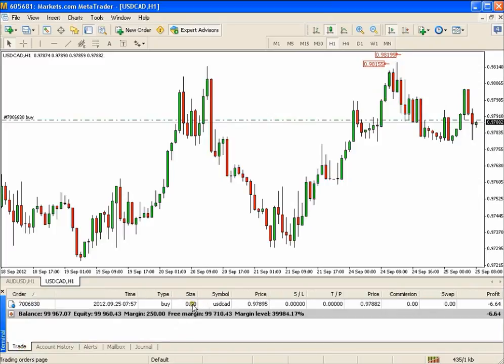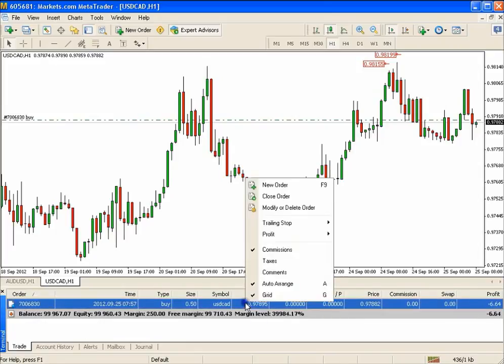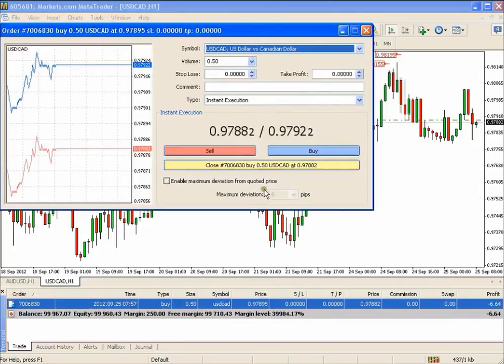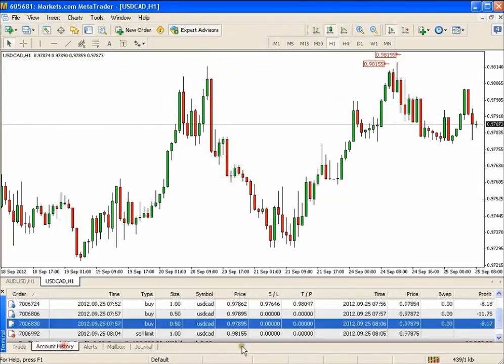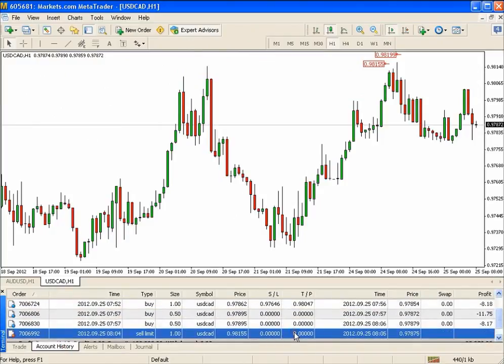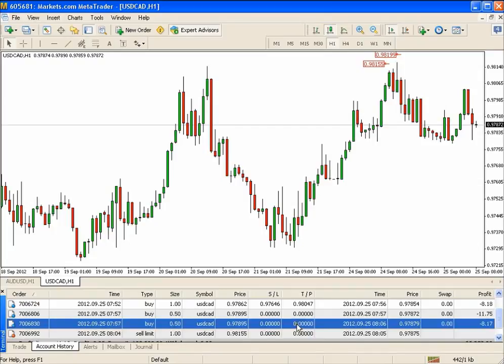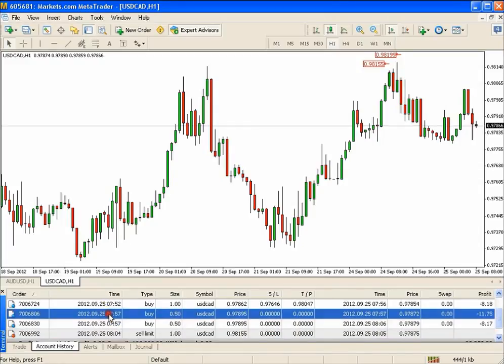If I go back to this trade window, we still have this other buy in that I put at 0.5, and the profit is changing. I'm going to go ahead and close this so we have no more trades. There we go, we're closed. Go back to account history. Now you'll notice we closed our pending order before we closed the previous buy, but the buy is up here. By default, MetaTrader will put your trades in the order that you entered them, not when you closed them, but when you actually entered the trade.